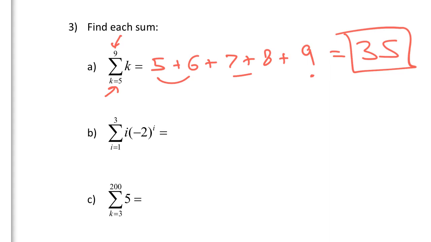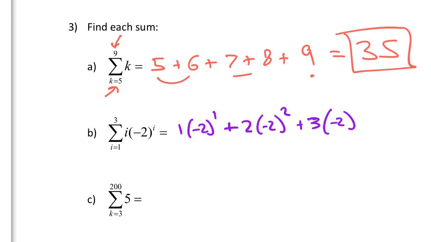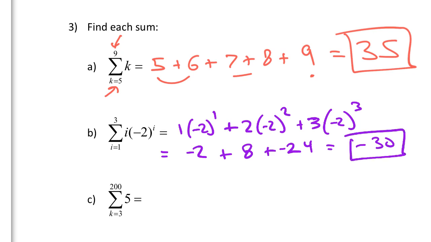So first I plug in 1. 1 times negative 2 to the 1. Plus 2 times negative 2 to the 2. Plus 3 times negative 2 to the third. This one becomes negative 2 plus 8 plus 24, negative 24. And that gives me negative 6 and negative 24. That's negative 30. So the answer to B is negative 30.